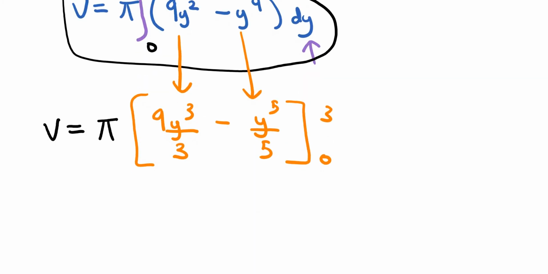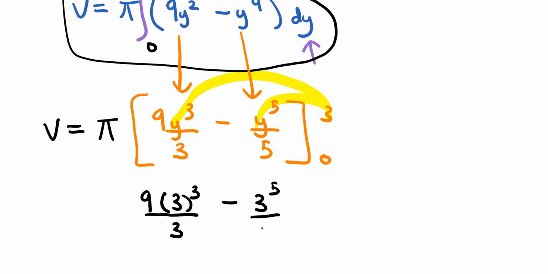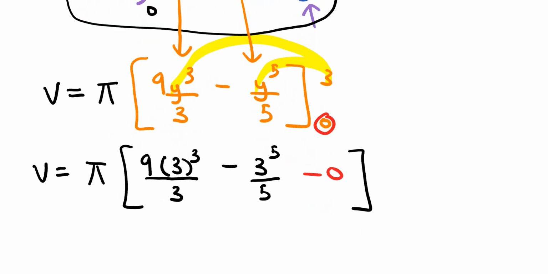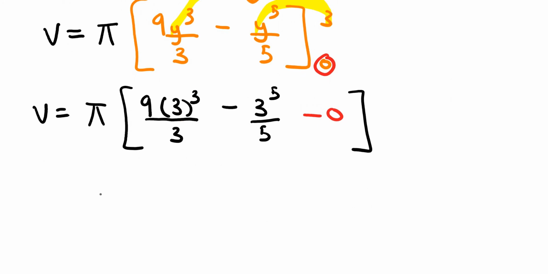Okay, all right, so the 3 would go there and there, so that's going to be 9 times 3 cubed divided by 3 minus 3 to the power of 5 divided by 5, and then if I put my lower bound of 0 there, that just gives me 0 overall, so I don't need to really focus on that. Yeah, I don't feel like doing the calculations here, but this is going to be 162 pi divided by 5 as your final answer for that particular problem.